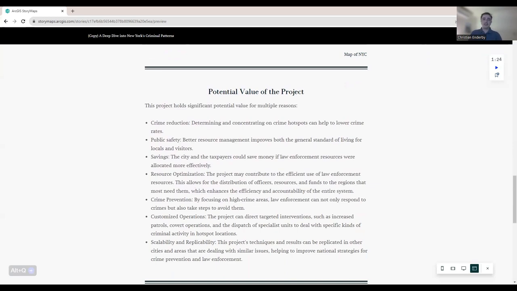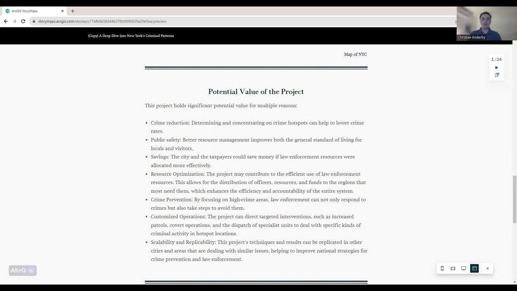So this project holds significant potential value for multiple reasons. First is crime reduction. Determining and concentrating on crime hotspots can help lower crime rates. Law enforcement can prevent criminal activity, respond to incidents more quickly, and catch offenders more successfully by strategically allocating resources. Next is public safety. Better resource management improves the general standard of living for locals and visitors. Communities feel safer when law enforcement is more visible and responsive in high crime regions, which can have advantageous social and economic effects.